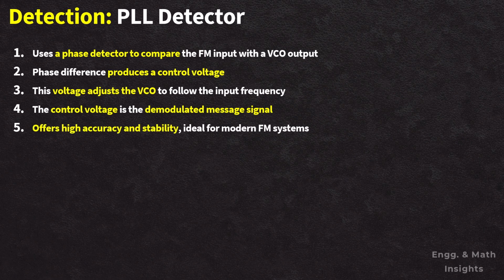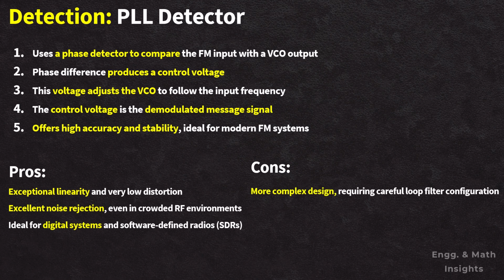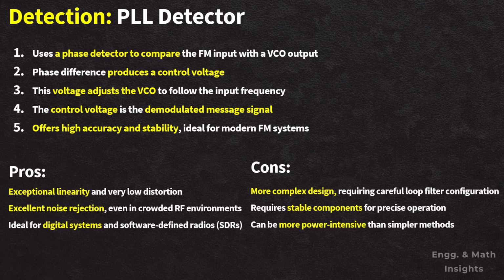Some pros of these techniques are exceptional linearity and very low distortion, excellent noise rejection even in the crowded RF environments, ideal for digital systems and software defined radios or SDRs. Some cons are more complex design requiring careful loop filter configuration, requires stable components for precise operation, can be more power intensive than simpler methods.